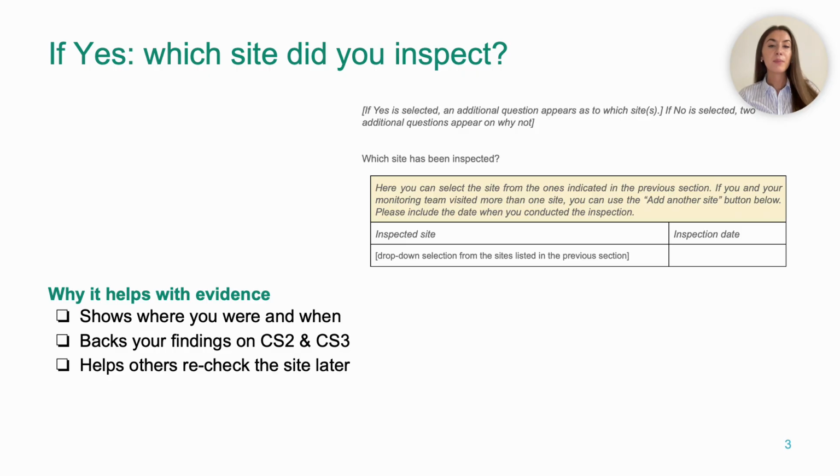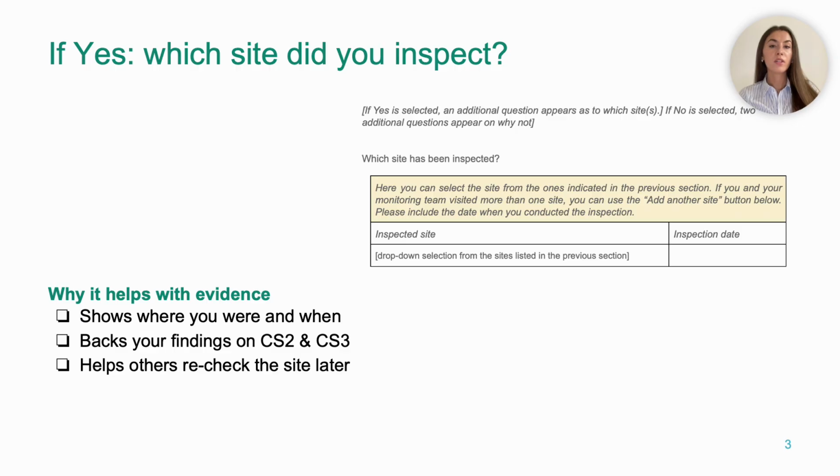Now, this may feel administrative, but it's actually critical for evidence. So for corruption scheme 2, it tells anyone reading the report exactly where you saw missing items or poor quality work and on which day the situation looked that way. For corruption scheme 3, this links the company logos you saw to a specific part of the project. For instance, Road Line SRL observed at Site 2, North Access Road, on 15th of July.